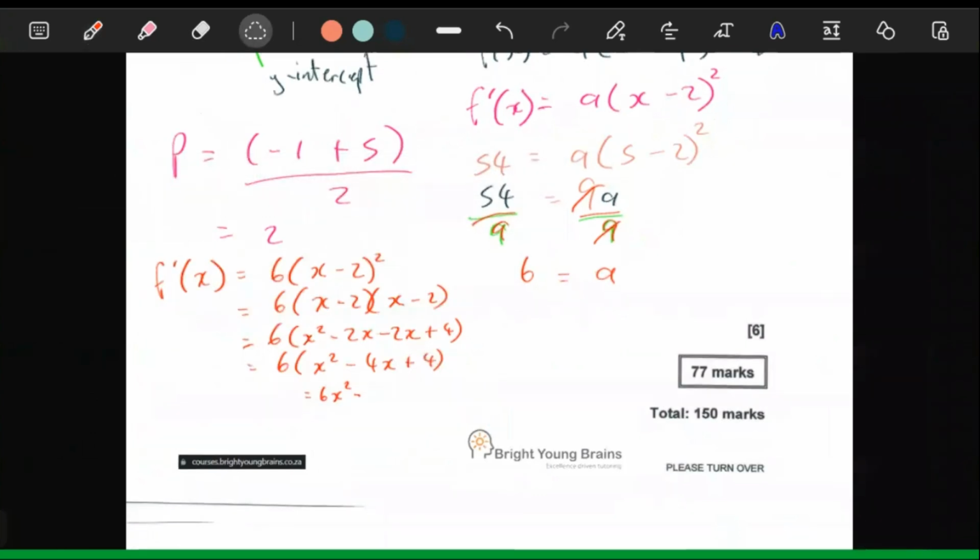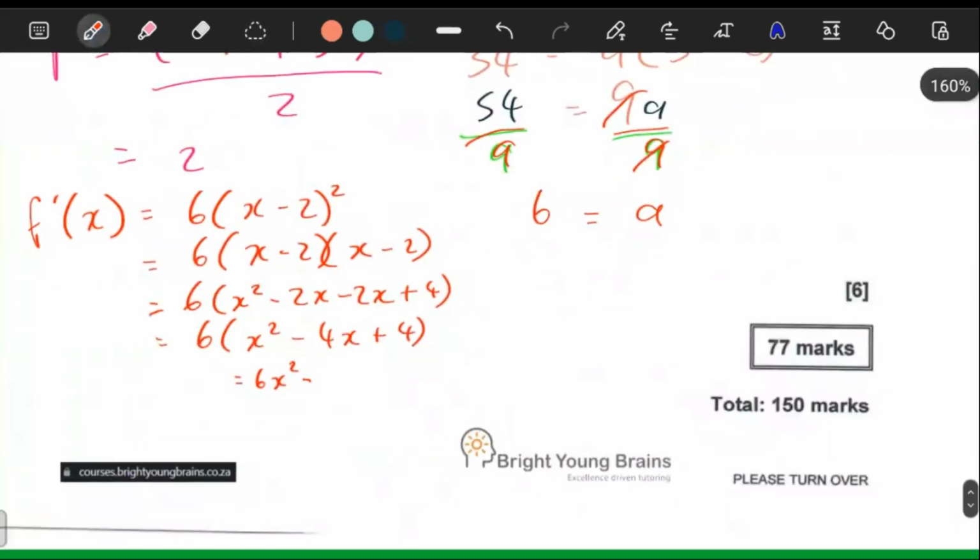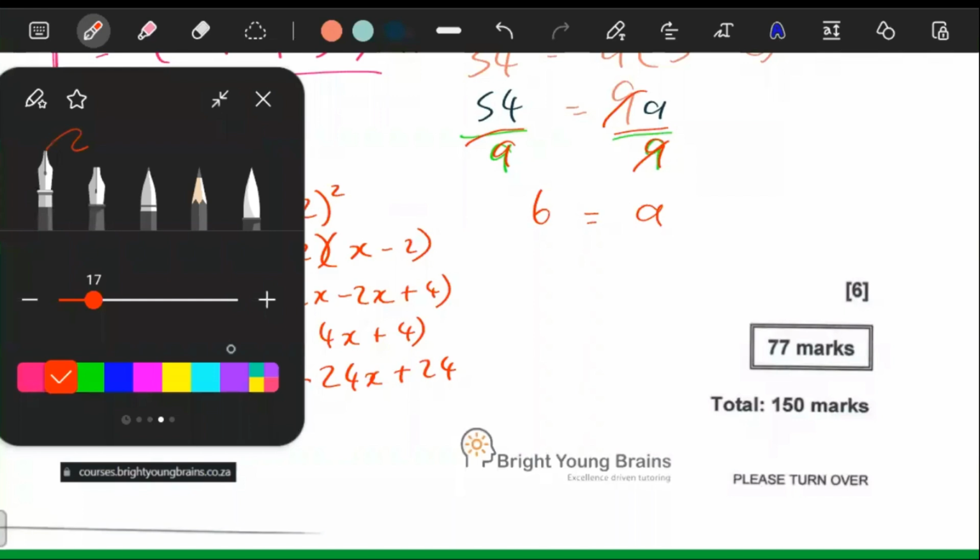Wait, yeah, if you multiply the 6 inside, you're going to have 6 times 4, that's 24, minus 24. 6 times 4 here plus 24. So this is the equation of the first derivative. So logically speaking, if you want to get a, b, and c, right?